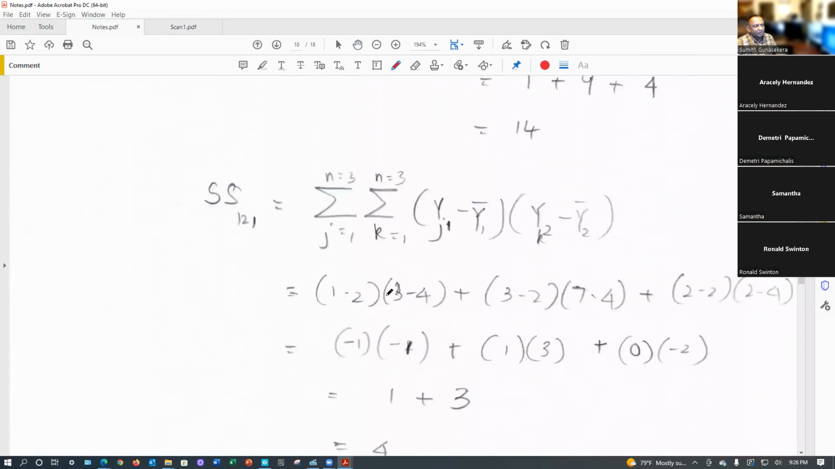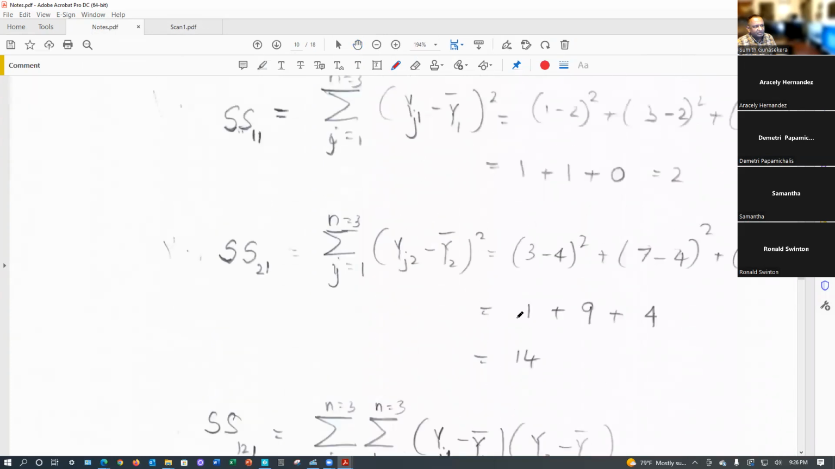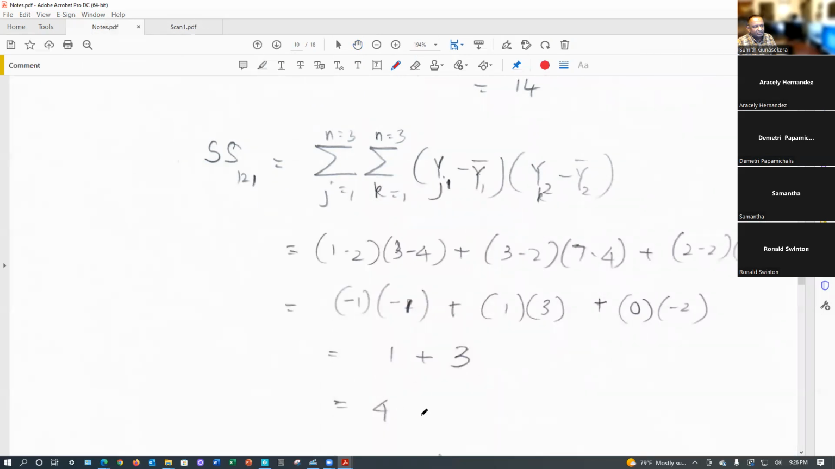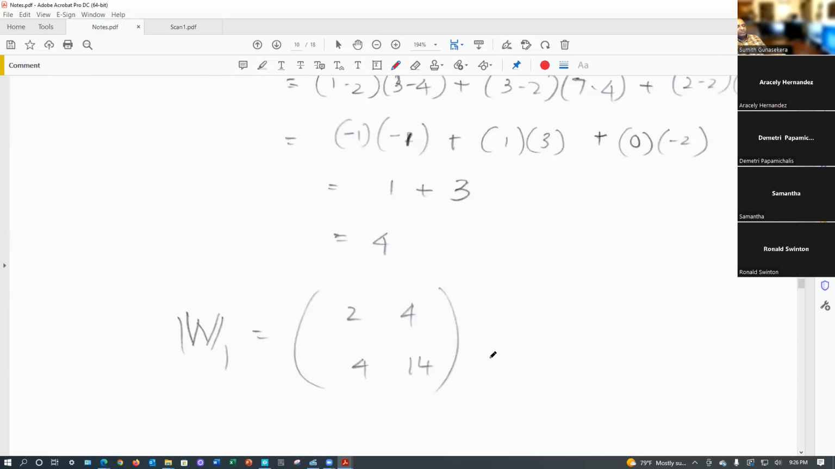And then you get the covariance. Covariance is nothing but this one times this one plus this one times this one plus this one times this one. That would give you 4. That's the third method. In that way, you can get W1.